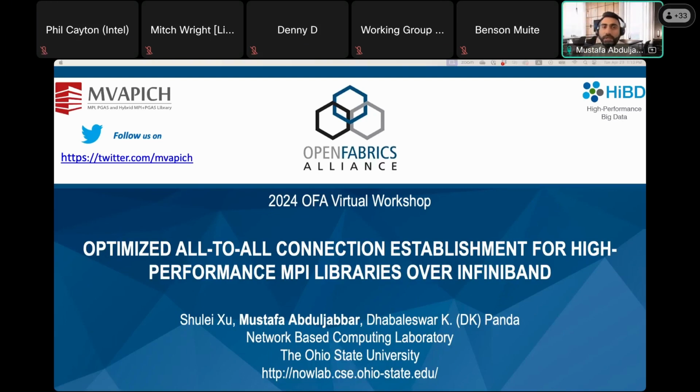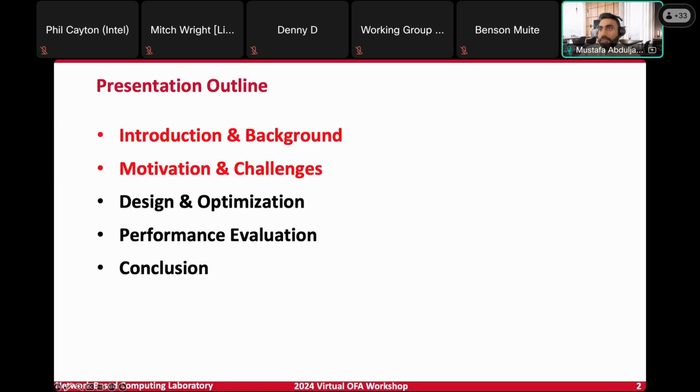Okay, so I'll be presenting on behalf of Shulay and DK Panda from the NOWLAB group at the Ohio State University. I'll be talking about a scheme for optimizing the all-to-all connection establishment for MPI libraries running on InfiniBand. As an outline, I will start with an introduction and the background information necessary to motivate the work, and highlight the challenges in general. Then I will talk about the design optimization, share some performance evaluation results of our design scheme, and conclude my talk.